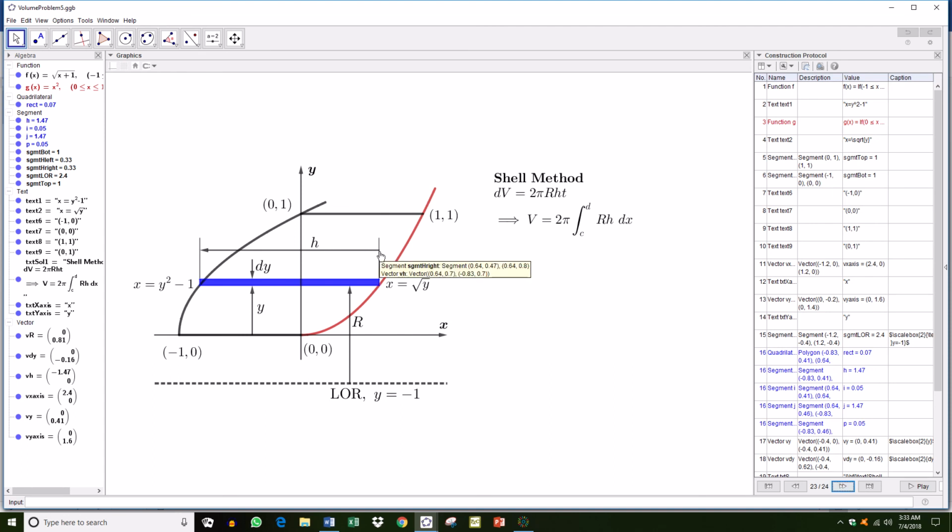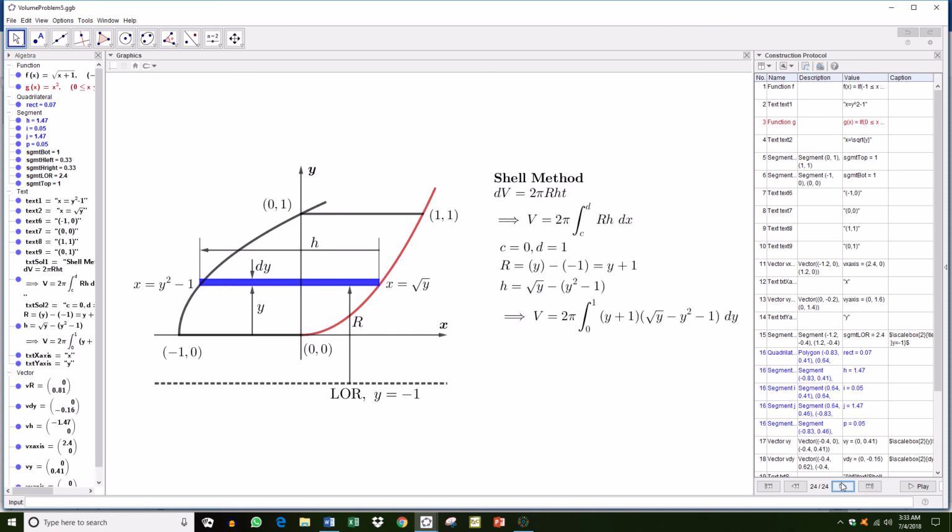And just about done. C is 0. What exactly is C here? The y value at the bottommost point. Because we are integrating along the y direction, we need to pick for the interval, the bottom point of the interval is y equals 0, and the top part of the interval is y equals 1. So those are C and D. C is 0, D is 1.